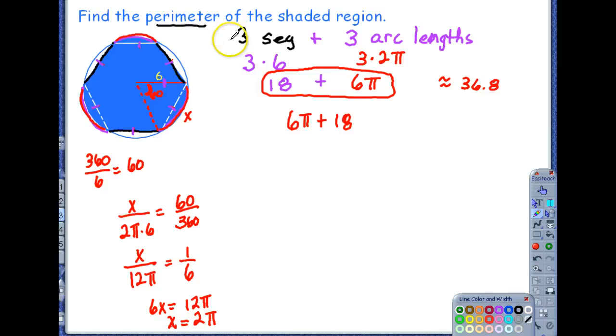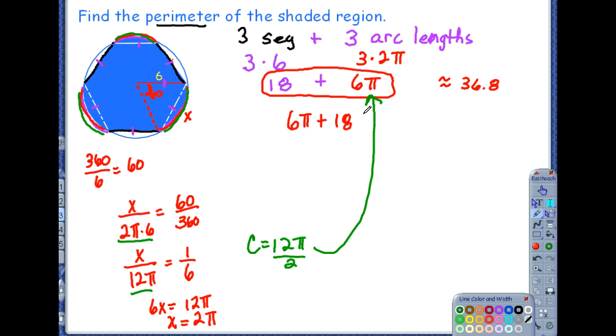Here's the deal. We have 3 arc lengths we're finding, right? If you think about it, that hexagon divides that circle into how many arc lengths? 6. And what's going to be true about all 6 of them? They should all be the same. But we only want 3 of them, half of them. So this was the circumference. If I simplify it down, the circumference of the whole circle, all the way around, is 12 pi. We only want half of them, so if I divide by 2, there's where I'm getting the 6 pi.